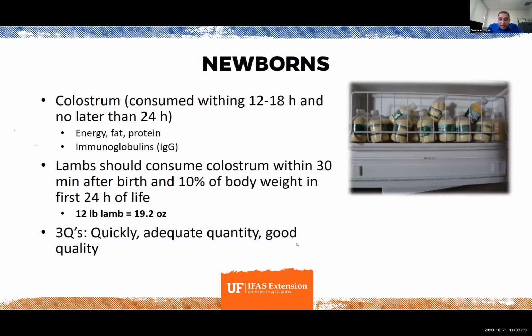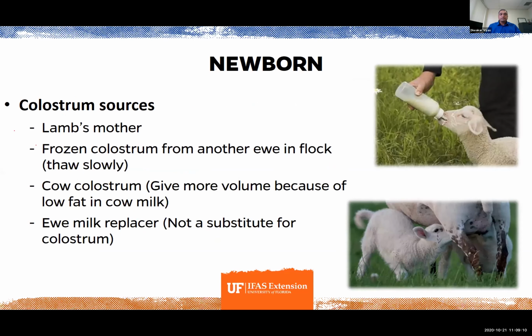And when I say good quality, that means the presence of nutrients, but most important is the presence of immunoglobulins or antibodies, because this is what provides immunity to this lamb, and they help in fighting against disease. So 3 Qs: quickly, adequate quantity, and good quality. This is the thumb rule we always have to remember for newborns as far as colostrum feeding is concerned.